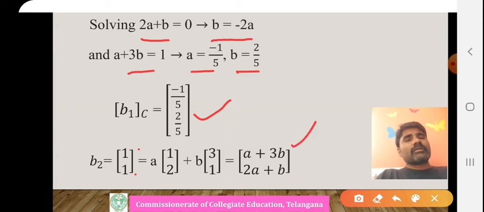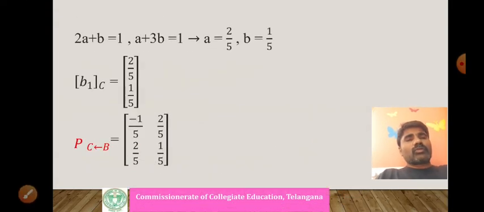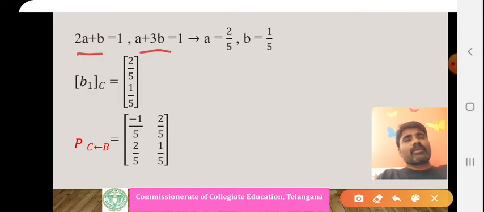This is 2A plus 3B, 2A plus B. Equating the equations on both sides, we have A plus 3B is 1 and 2A plus B also 1. Solving these two equations by using the ordinary method, we get A equals 2 by 5 and B equals 1 by 5. Therefore, the coordinate vector of B1 with respect to C is given by 2 by 5, 1 by 5.